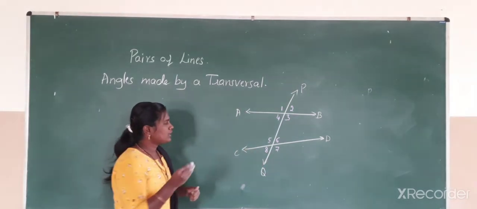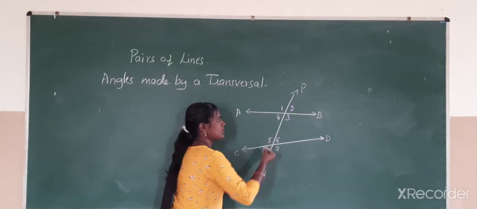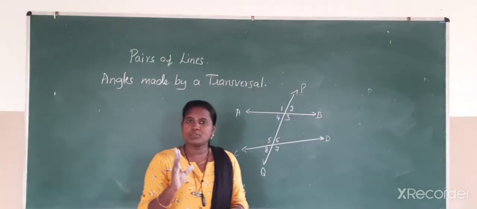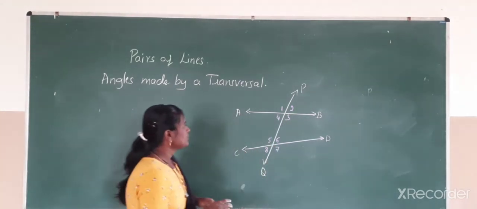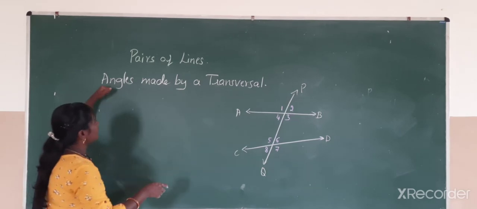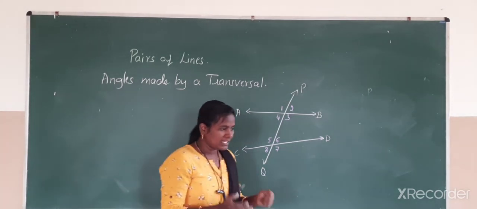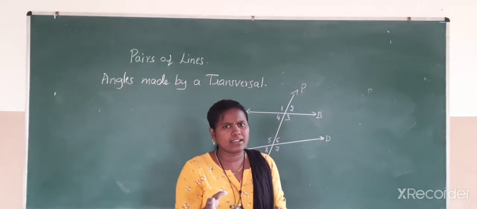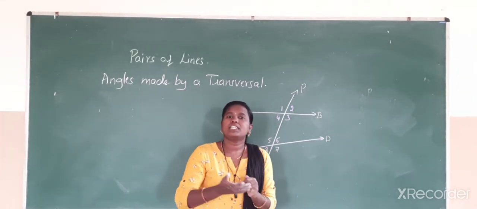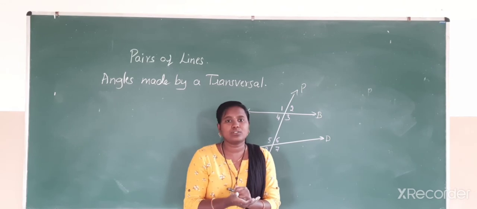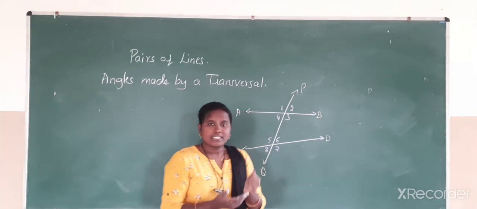Isn't it? You can also see, yes, here also one more angle is formed. We are taking separate here. Yes? Okay. So now let us name them. Angles made by a transversal. There are many angles. So here 8 angles are there, but they are having different names. So which are those? Let us learn them separately.